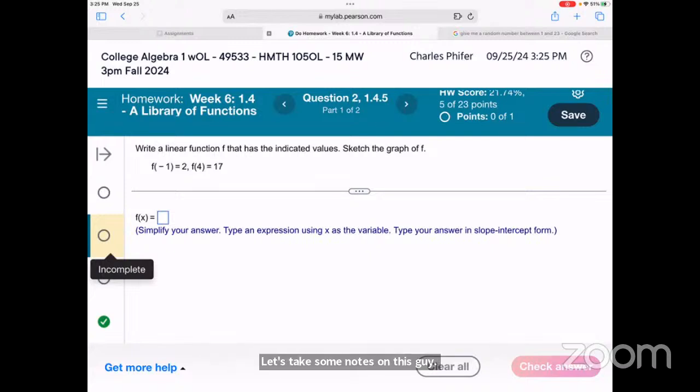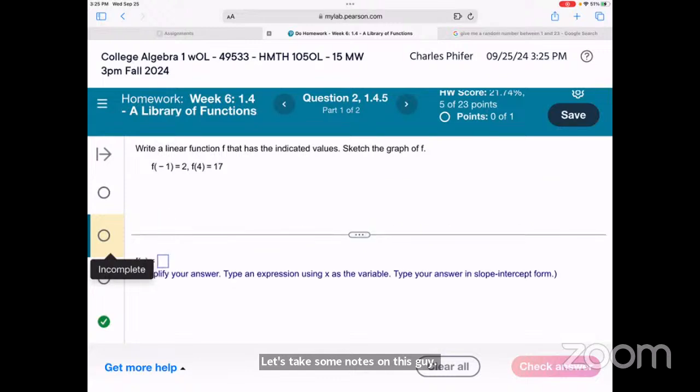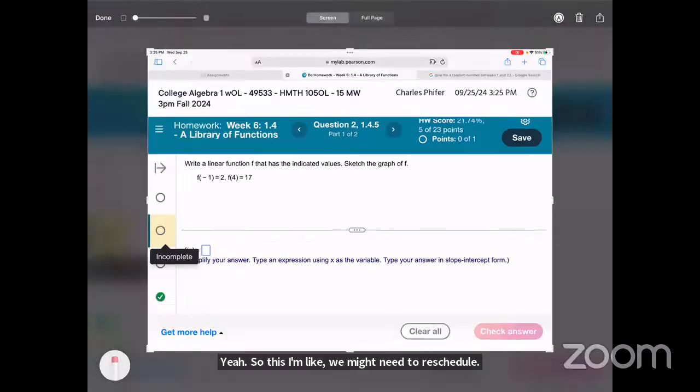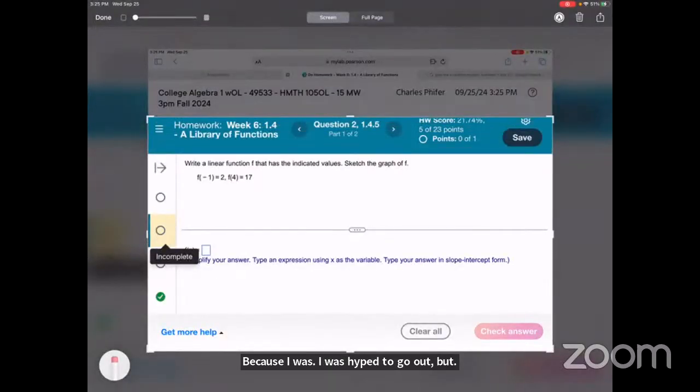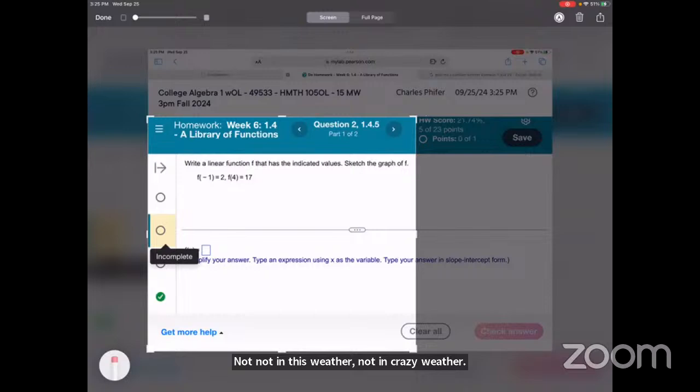Yeah, so I'm like, we might need to reschedule. Because I was hyped to go out, but not in this weather, not in crazy weather. That's not a good idea. Not in a city like Atlanta.